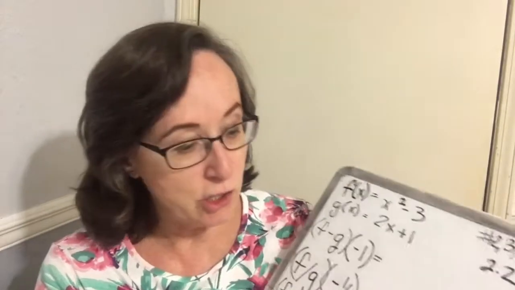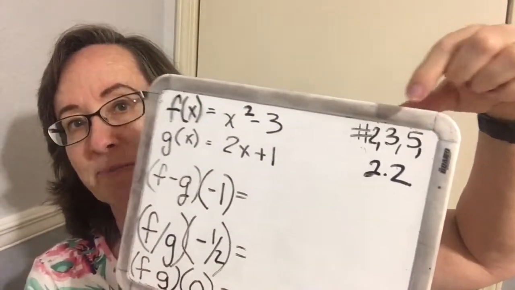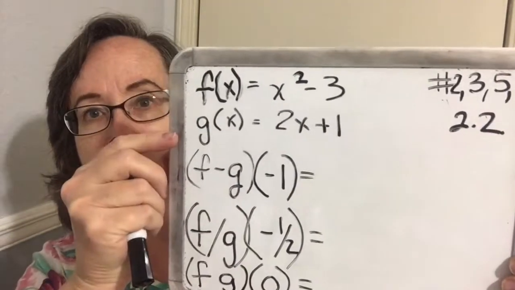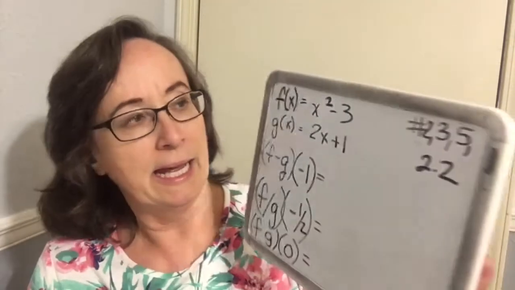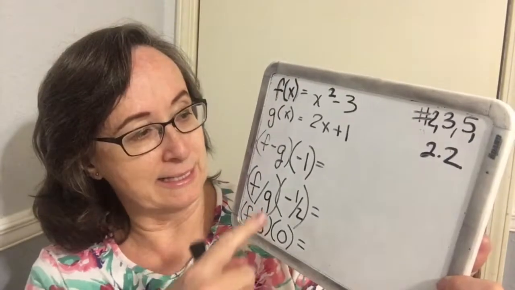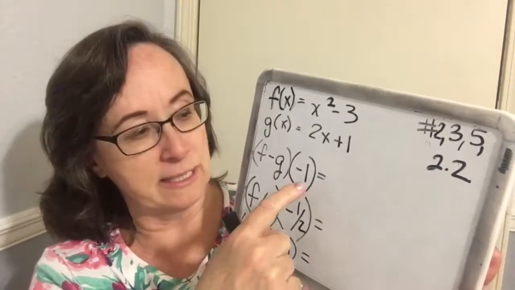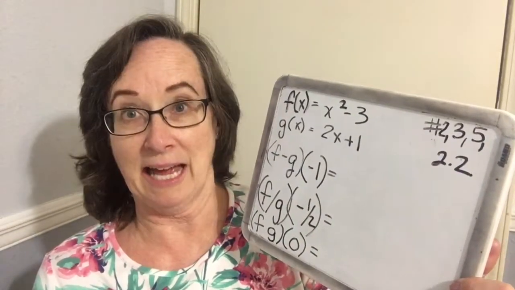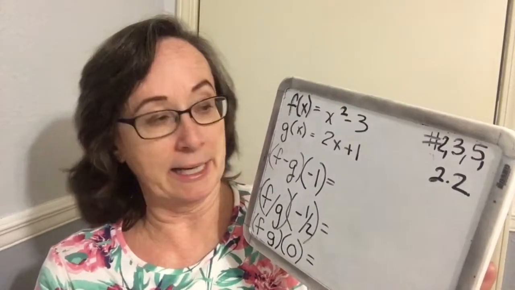A, and we're starting 2.2, and this is actually problems 2, 3, and 5 put all together here. And our two functions are f of x and g of x, and we're to find f minus g of -1. Now, when we're given a task like this, and they only want the difference at -1, we really don't have any reason to find the difference at x. So we're just going to take the shortcut on these because we'll be doing the long way later.